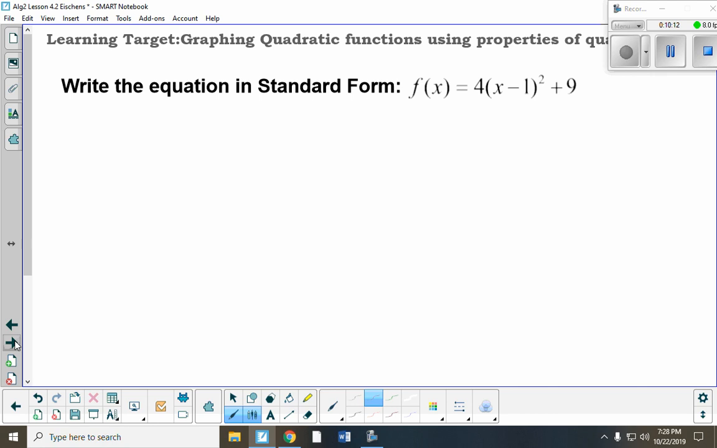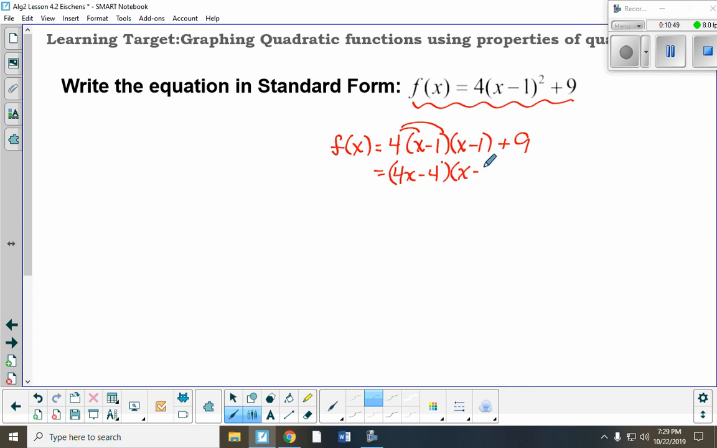And the last thing we're going to do is take an equation that is in vertex form, and we're going to convert it to standard form. So to do that, we have to multiply it out. So let's rewrite that. f of x equals 4 times x minus 1 quantity squared, which is the same as this. So the first thing I'm going to do is just distribute the 4 through the first term. So it would be 4x minus 4 times x minus 1 plus 9.